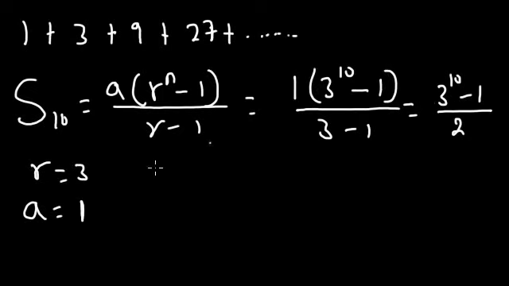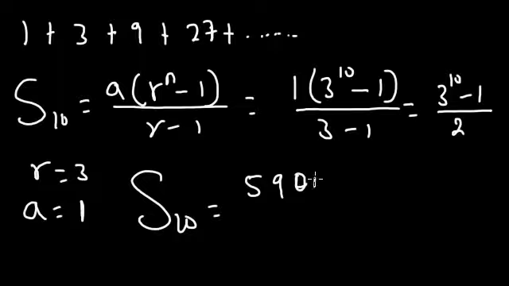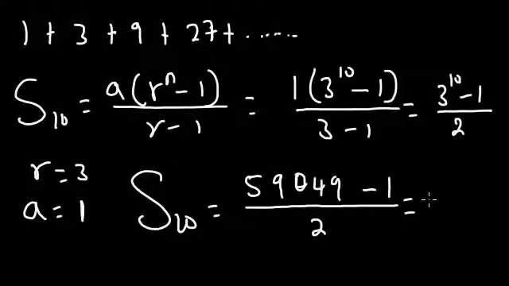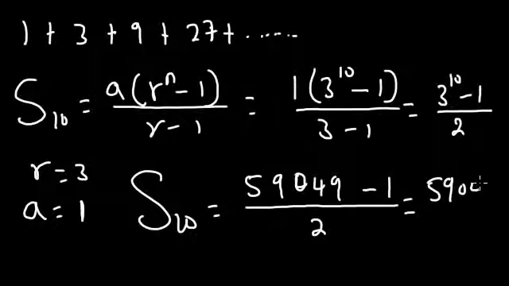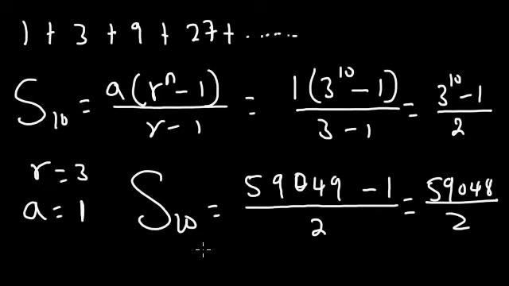So what exactly is 3 to the power of 10? So S of 10 will be equal to 3 to the power of 10. I need to use my calculator for that. So I got 59049, and I'm subtracting 1 and dividing my result by 2. So if I do my answer minus 1, that will be 59048 divided by 2. And if I divide it by 2, the final answer for the sum of the first 10 terms becomes 29,524.